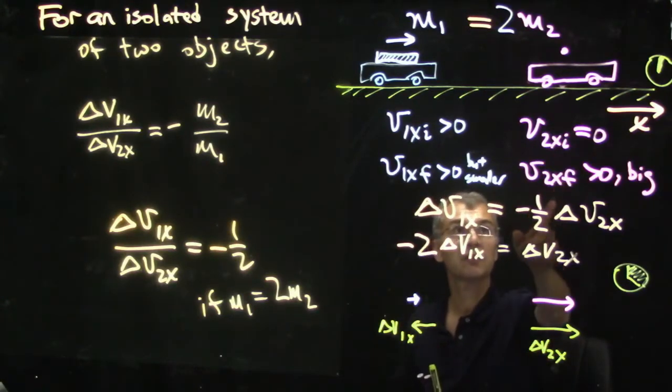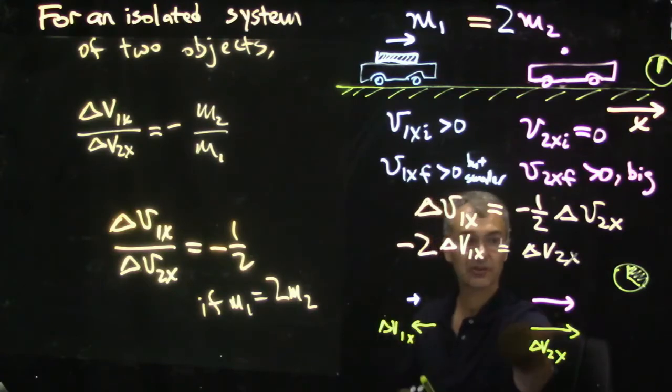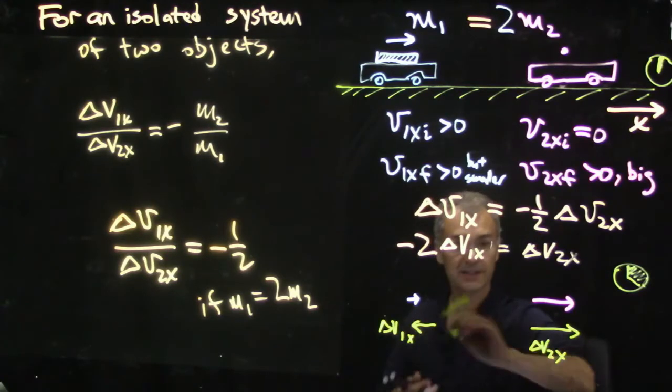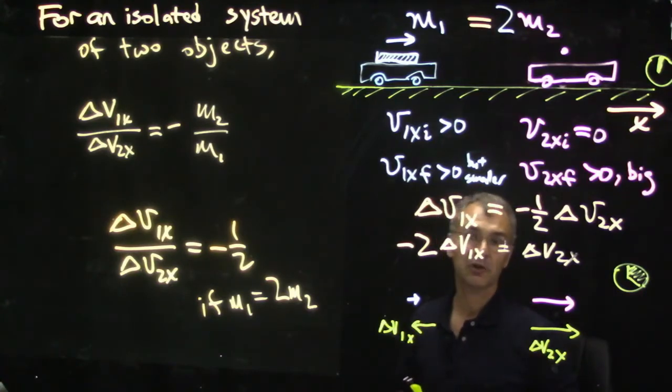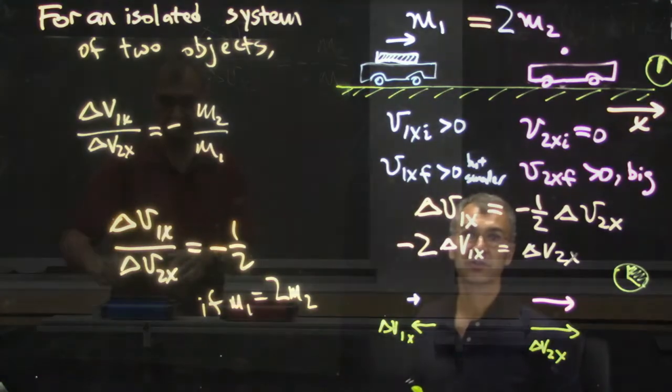So the red cart experiences a change to the right, which is big, and the blue cart experiences a change to the left, which is small. It's only half as big a change in magnitude. Let's watch that.